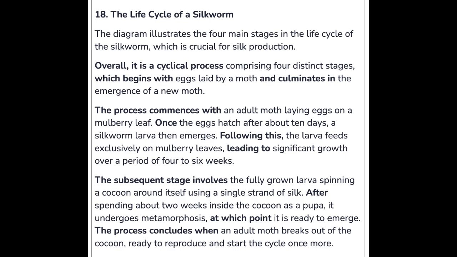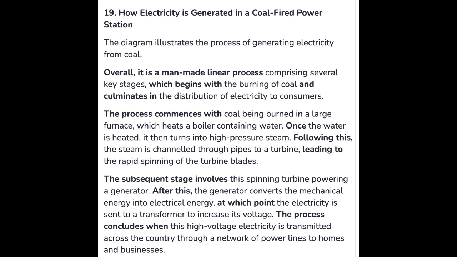After spending about 2 weeks inside the cocoon as a pupa, it undergoes metamorphosis, at which point it is ready to emerge. The process concludes when an adult moth breaks out of the cocoon, ready to reproduce and start the cycle once more.